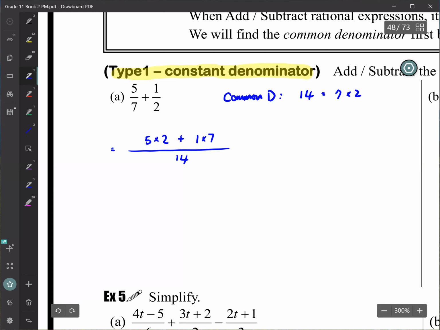Okay, very good. So you compare the original denominator with the new one, right? 7 and 14, 7 needs to times by 2. So the 5 times 2. And then you compare the second denominator, 2 needs to times 7. So the 1 needs to times 7. You compare the old denominator with the new denominator, then that will tell you what you need to multiply with. Of course you can add them up on the top.